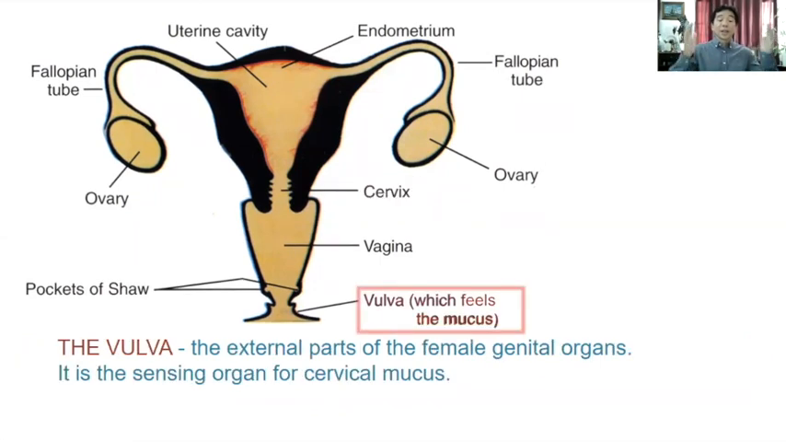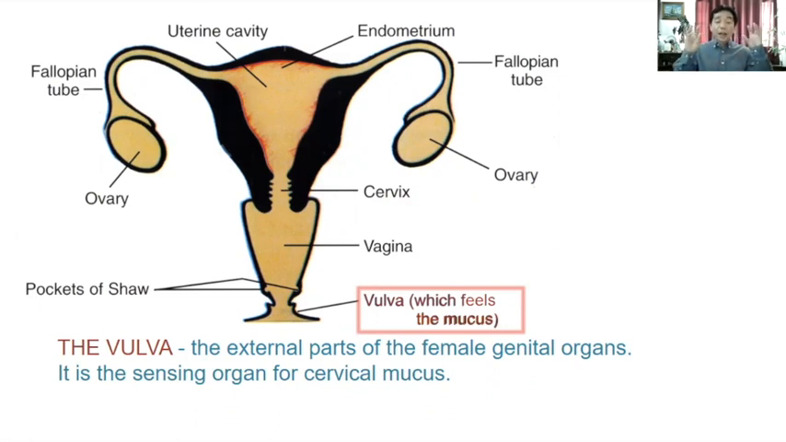Ang vulva is the external part of the female genital organs. It is the sensing organ of the cervical mucus, meaning kapag merong mucus, ang vulva ang nakakaalam ng tunay na sensation. Either the sensation is sticky, wet, or slippery.